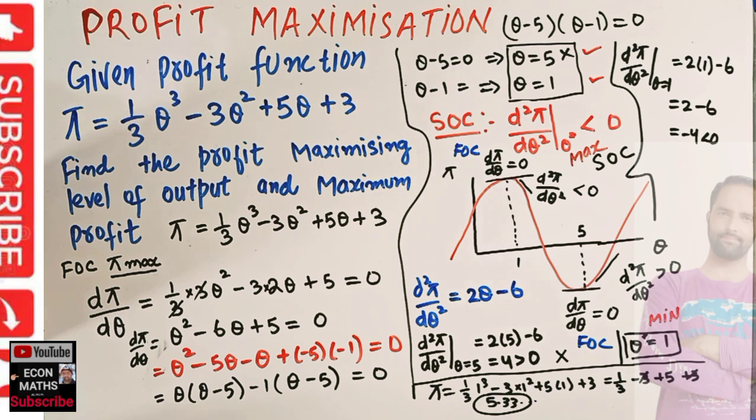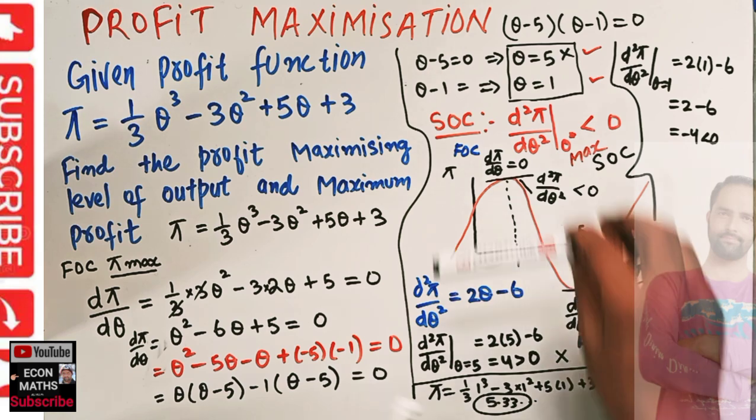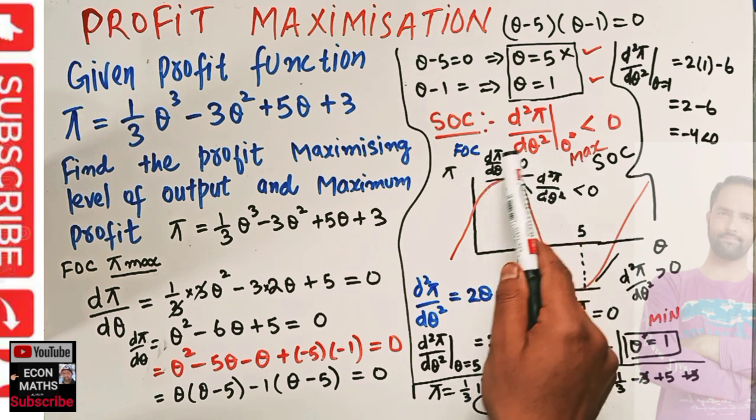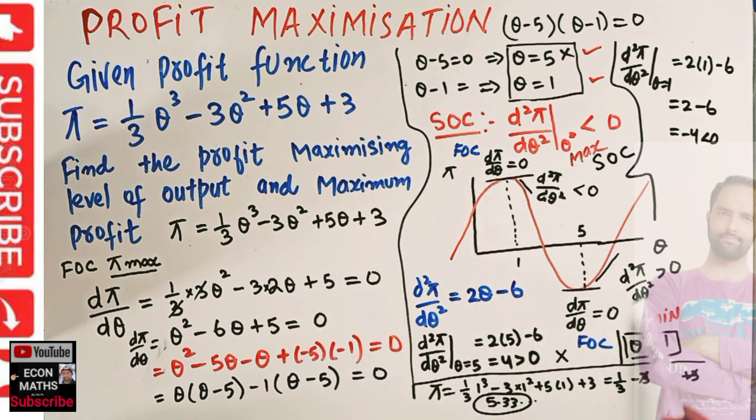Let me repeat it here. The first order condition just tells us the slope is equal to 0, and slope can be 0 either at maximum or minimum. The second order condition is used to check whether we are at maximum or minimum. If the value of the second order derivative came out negative, then obviously we are at maximum. If it came out positive, that means it is minimum. I hope I made myself clear in this video. Thank you.